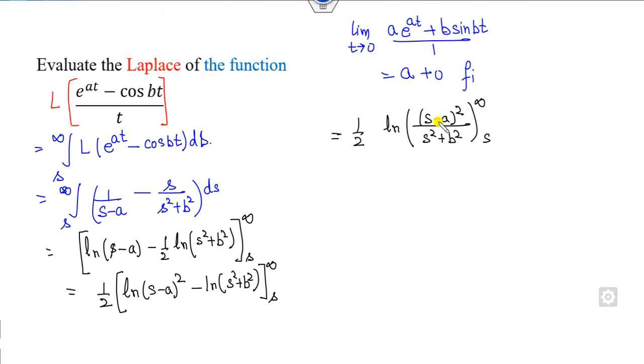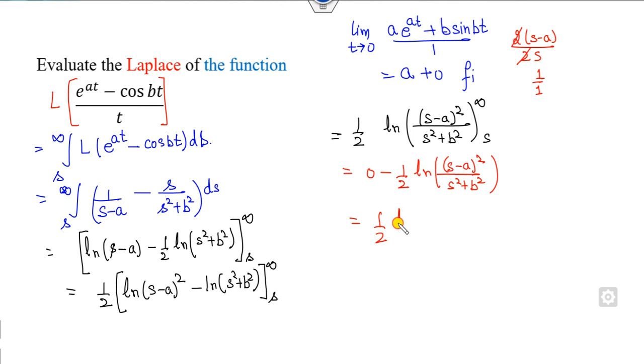If you substitute infinity, it's an infinity by infinity form. Then you have to apply the L'Hopital rule. So twice of s minus a over 2s. Again it's infinity by infinity, so it's 1 over 1. So ln of 1 is 0, minus half ln of (s minus a) whole square over s square plus b square. Again I can adjust the half. So half ln of (s square plus b square) divided by (s minus a) whole square is the right answer of this problem.